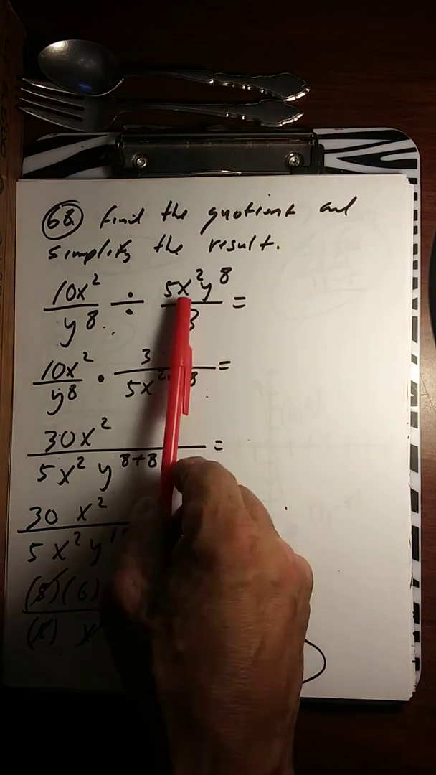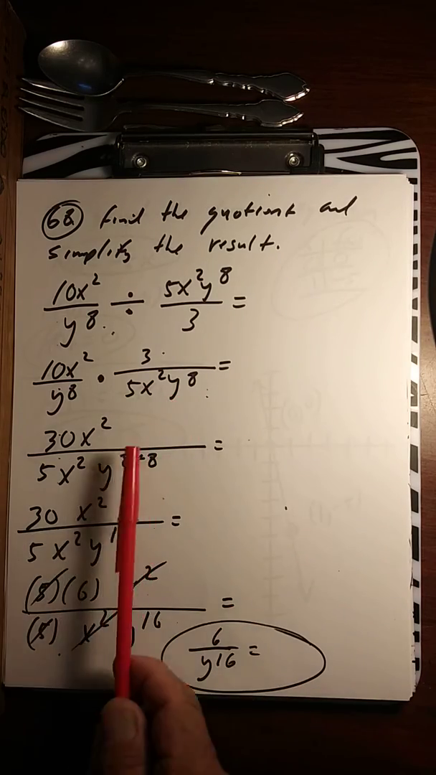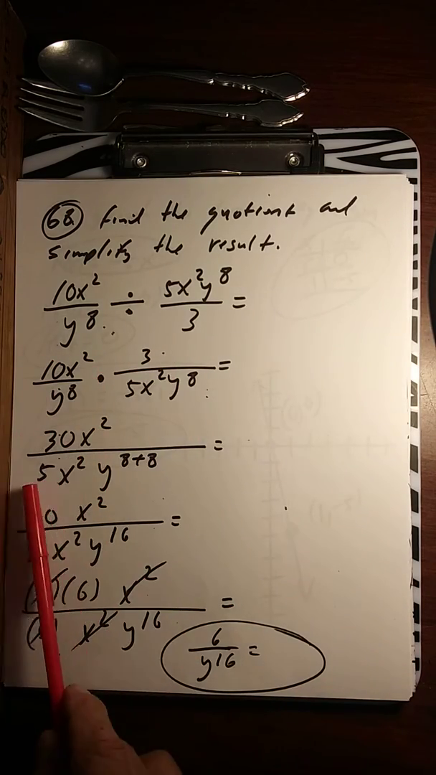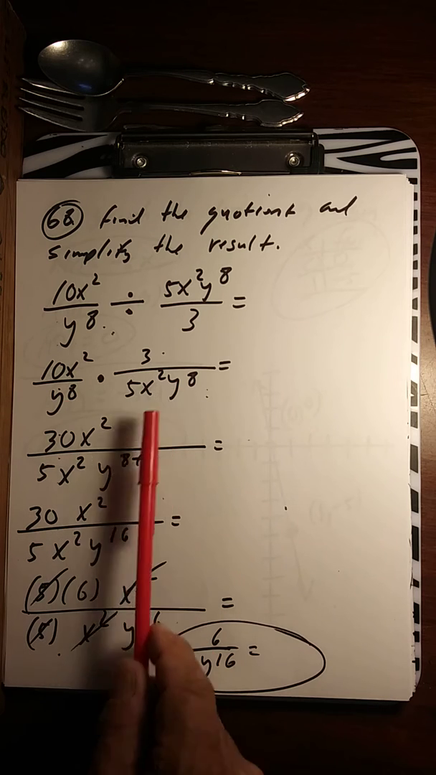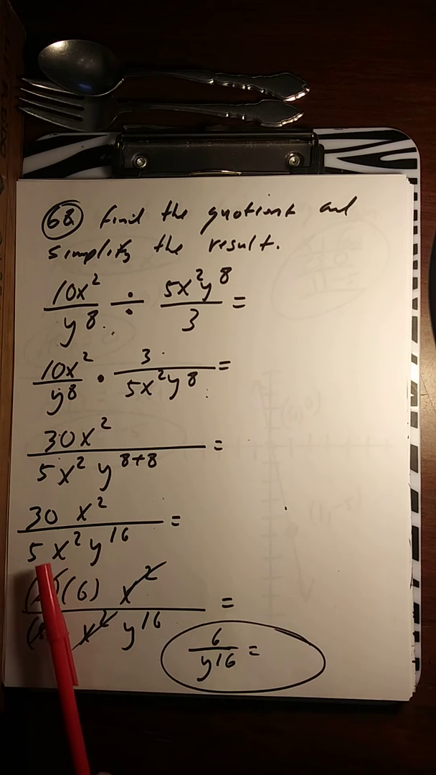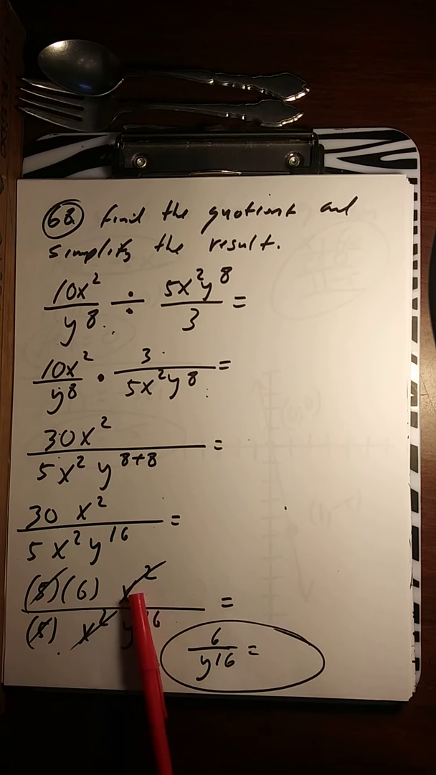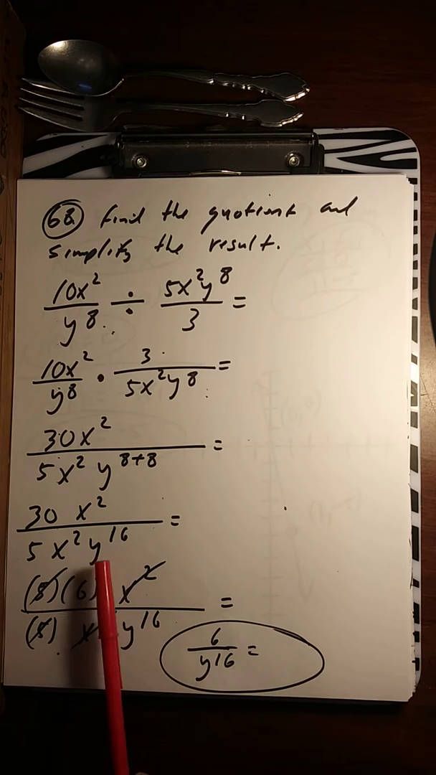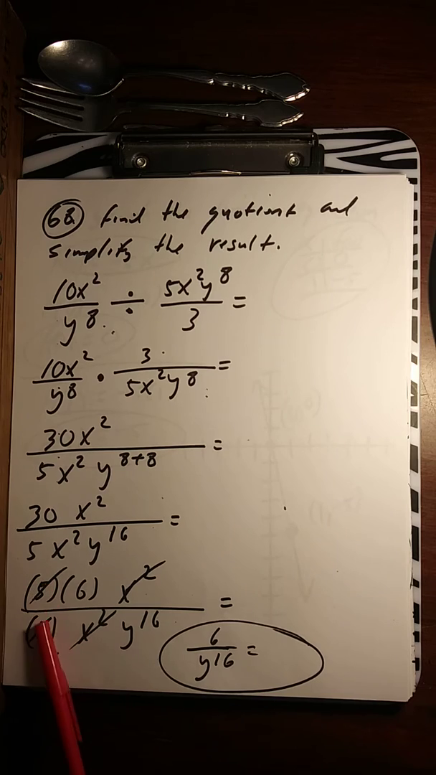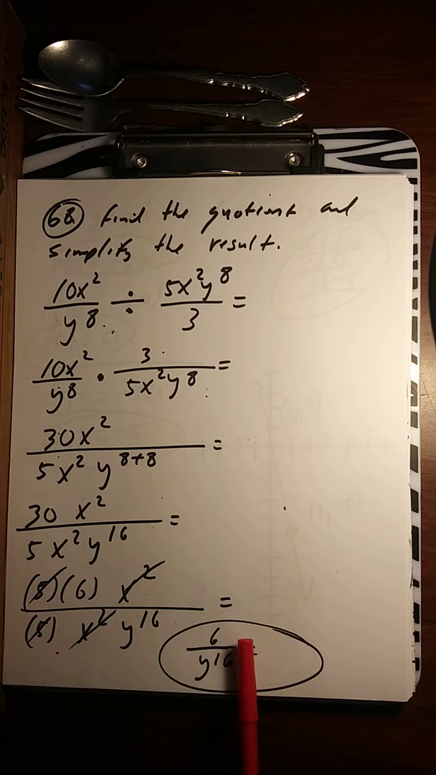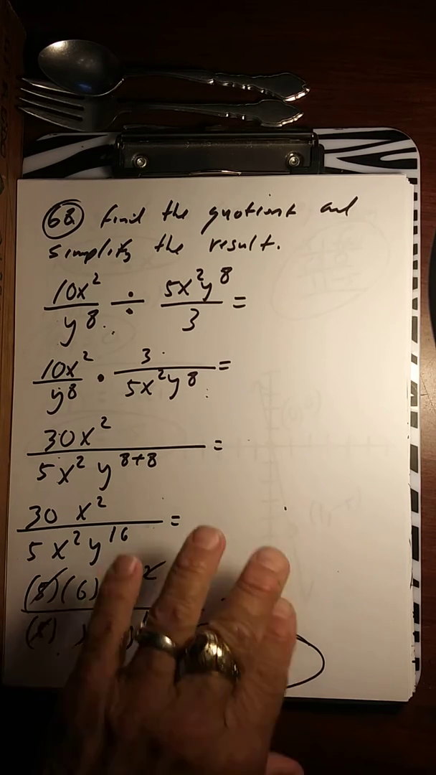Get the reciprocal of this, rewrite it, and multiply it across: 30x squared over 5x, and 8 plus 8 is 16. So now 5 times 6, the 5 and x squared, those are gone. So now we have 16 in the bottom, 8 and 8 is 16. The 5s cancel. You have 6 on top and 16 on the bottom. That's it.